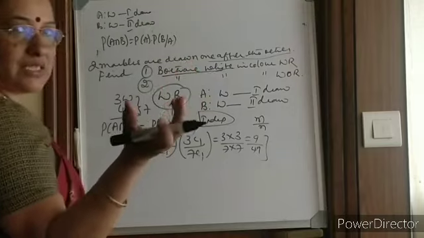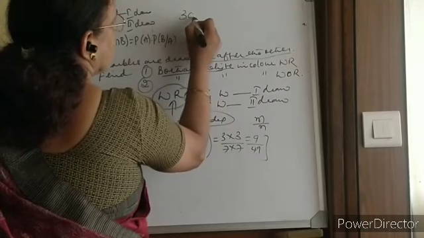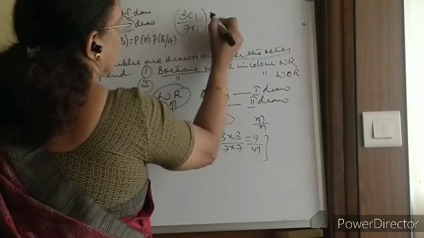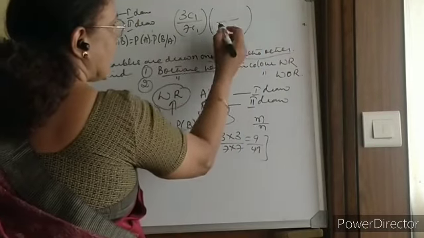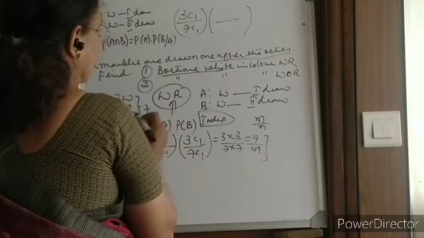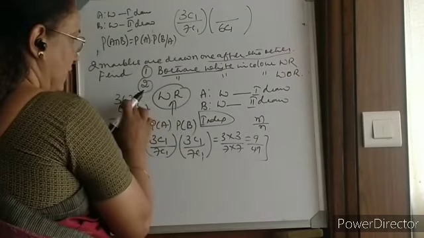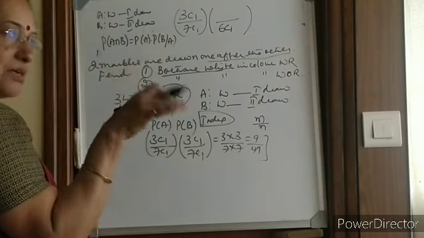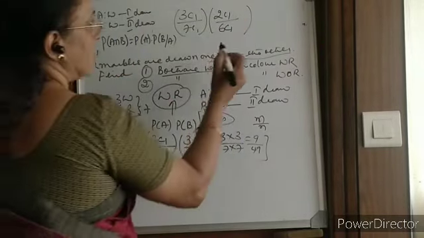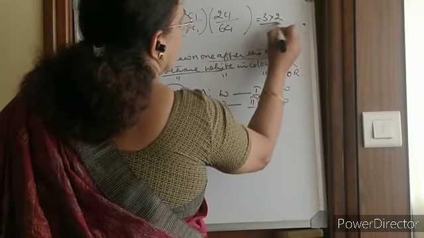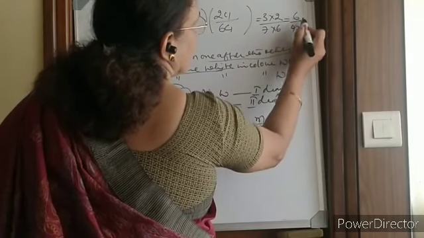So the number of white marbles for the second draw changes. So here it will become, same type, first part is same: 3C1 by 7C1. But for the second one, one white is already outside. The number of marbles for the second draw will reduce by 1, so where it was 7, it has now reduced and becomes 6. And the number of white marbles was 3 previously, but in the first draw you have taken one outside, so it will again reduce. So it becomes 2C1. Therefore this will be 3 into 2 divided by 7 into 6. So this will be 6 divided by 42.